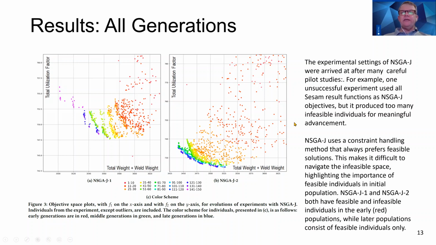And we should also note that this setting of NSGA-J was arrived at after many careful pilot studies. In particular, we started initially with using all the SESAM result functions as NSGA-J objectives, but this was not a good way to do things because we had too many infeasible individuals for the GA to make any meaningful progress. An interesting point here is that NSGA uses constraint handling that always prefers feasible solutions, and this can make it hard to navigate in the infeasible space. That said, we do see that both NSGA-J1 and J2, the second run, make interesting progress, good progress here throughout the generations.